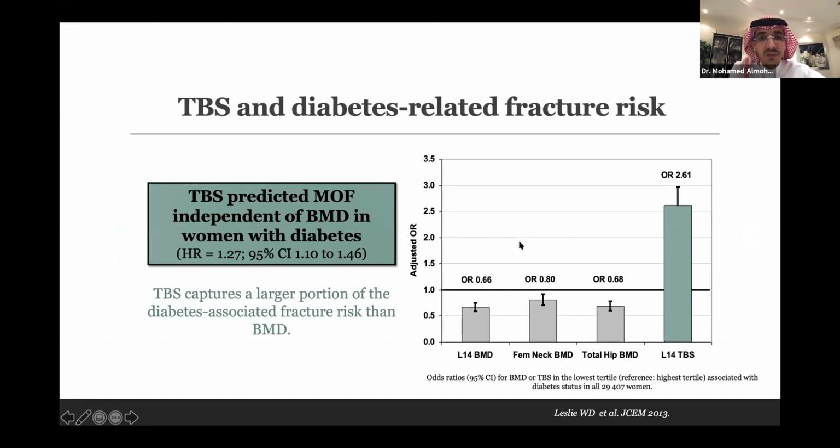So the question is, does it reflect into fracture risk prediction? In this study also, TBS predicted major osteoporotic fracture independent of BMD alone, especially in women. That was more pronounced in women with type 2 diabetes. So what they concluded from this study is that TBS will capture a larger portion of diabetes-associated fracture than BMD alone. So in addition to the BMD, you can add the clinical risk factors and TBS, and your prediction for fracture will be much better.